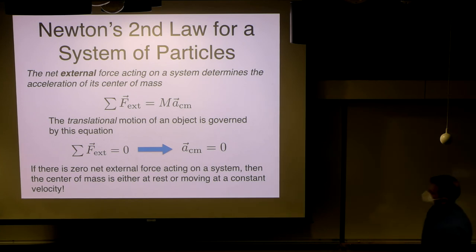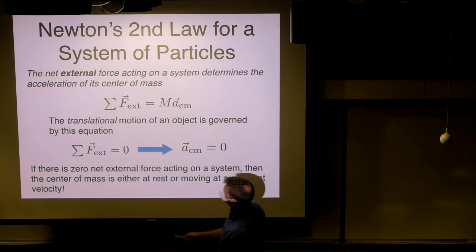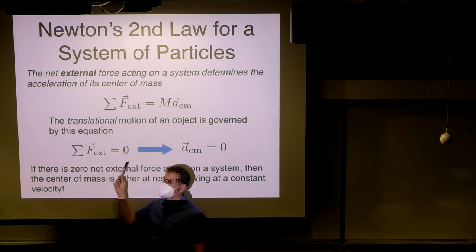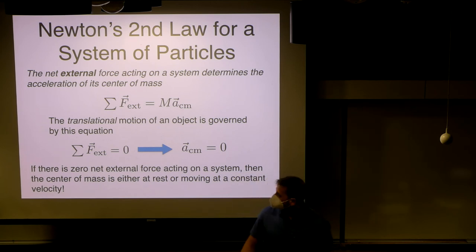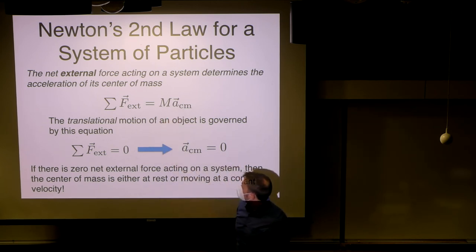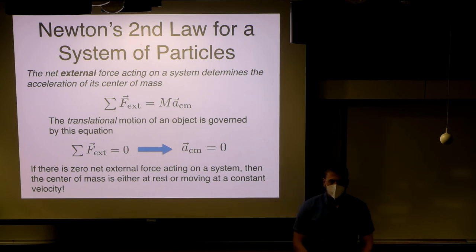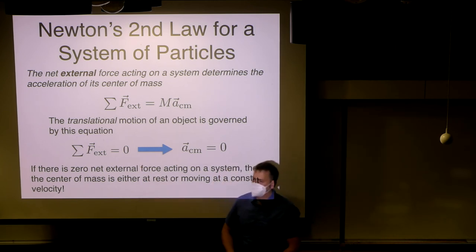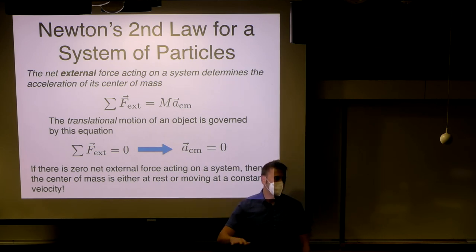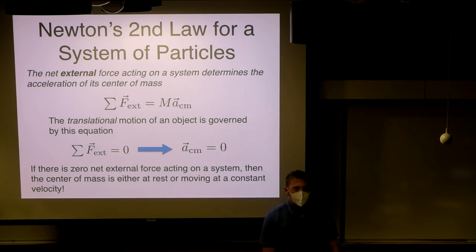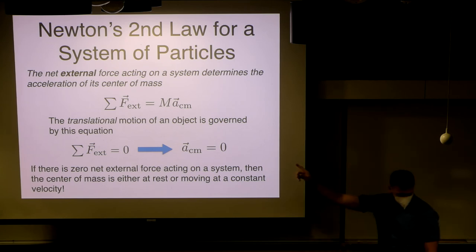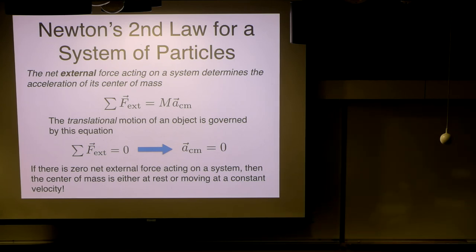All right, and let's look at a special case. If we have a system where there's no outside force acting, the total external force is zero, that immediately tells us that the other side of the equation, ACM, is equal to zero, okay? So if you have no outside forces, then your center of mass is not accelerating. That's the takeaway from that. Okay? So I'm going to show you where this comes from. We're going to do a little bit of a derivation here, okay?